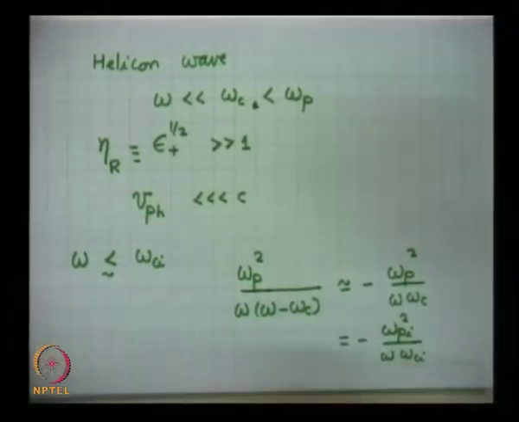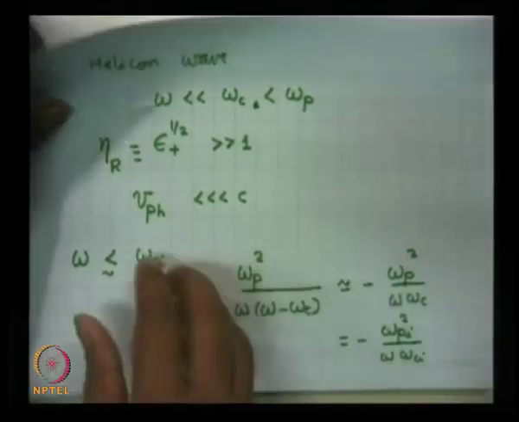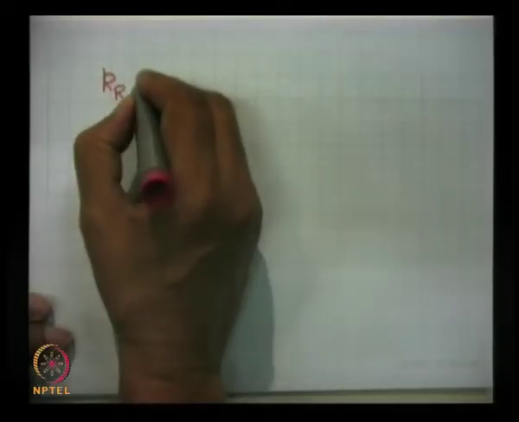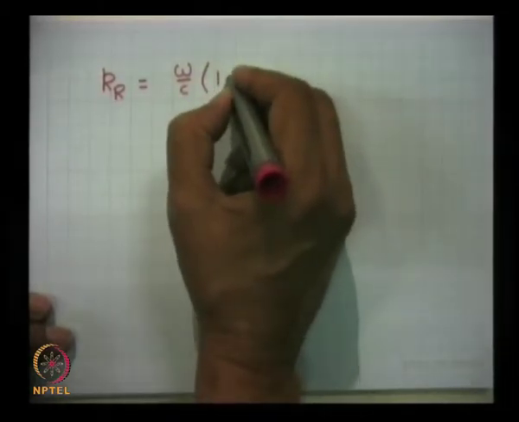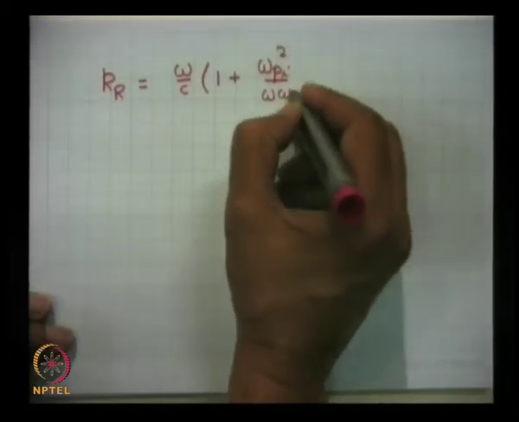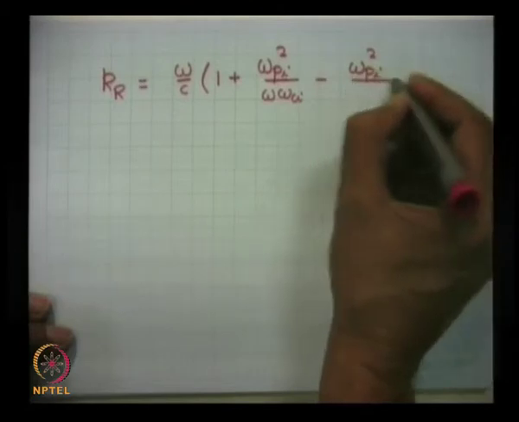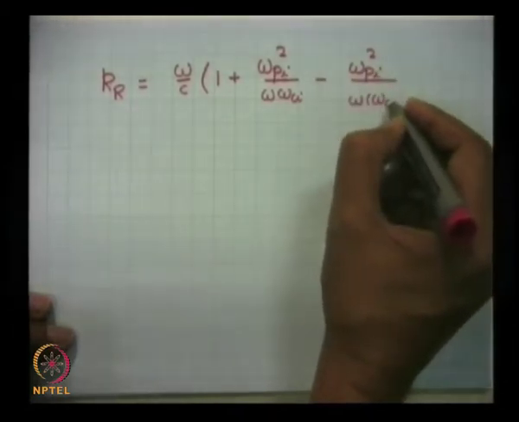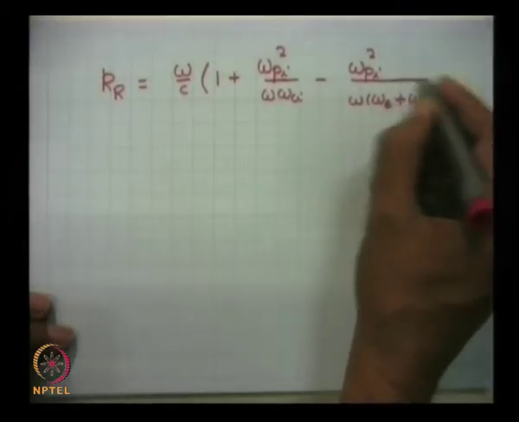So, if I use this approximation for the electron term, then my propagation constant for the right circularly polarized wave takes the following form: kr is equal to omega by c into 1 plus omega pi square by omega ci, this is the electron term, and the ion term is omega pi square upon omega into omega plus omega ci, to the power half.